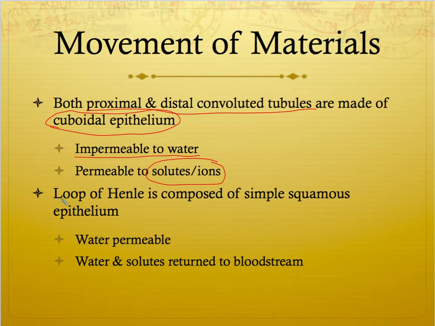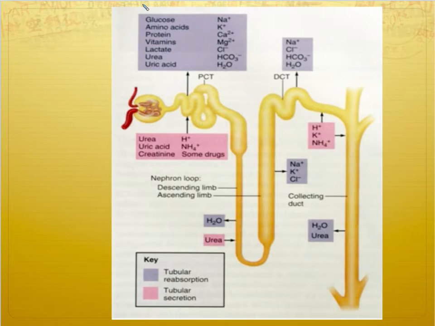When the filtrate goes into this loop of Henle, it's made of simple squamous epithelium, which means that water can pass in and out. And that's where most of the water is taken back by the body. So water and solutes are returned to the bloodstream in this loop of Henle. That's the really important piece there.